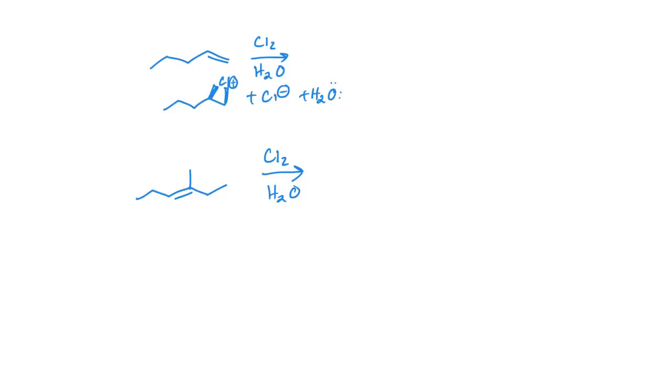Now, when we have this setup here with chlorine and water added, it's safe to assume that there's a lot of water present, and so there's going to be one chloride for each chloronium intermediate, but there's going to be a lot of water. And so the water actually will outcompete as the nucleophile. And because this is a weak nucleophile, we're going to add that to the more substituted side, and I'll explain that in a second. So here's the intermediate that we're going to produce.